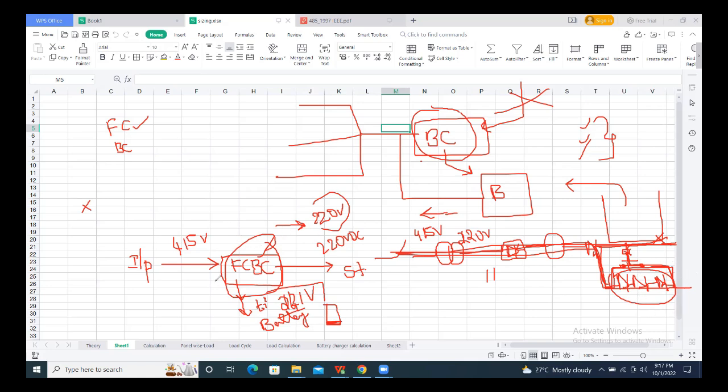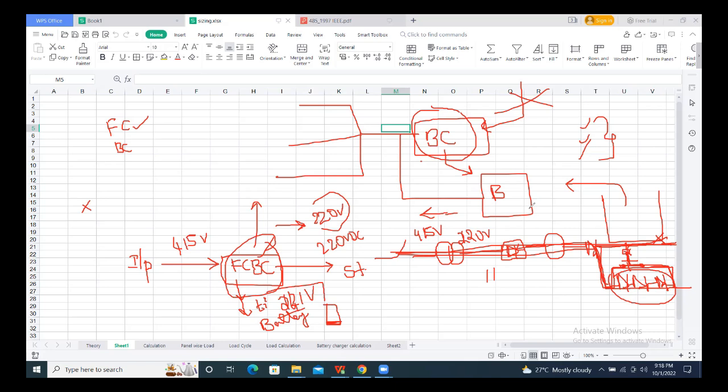So this is the inside circuit of the FCBC. I have to select the rating of the FCBC I require, and also I have to size the battery. Two things. In substations, the widely used battery is the lead acid battery. So before going into the battery, we have to select it.